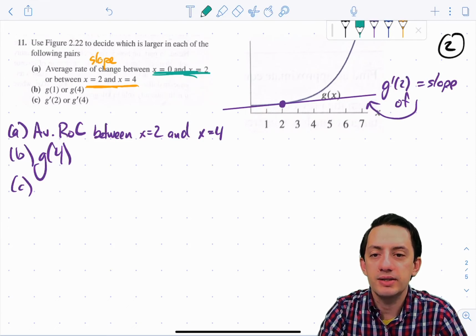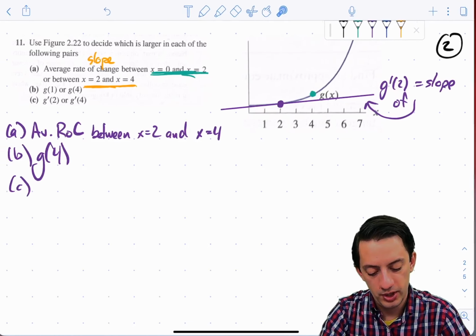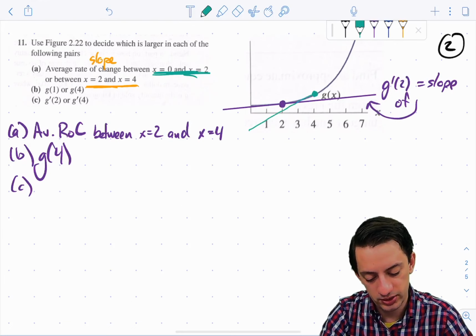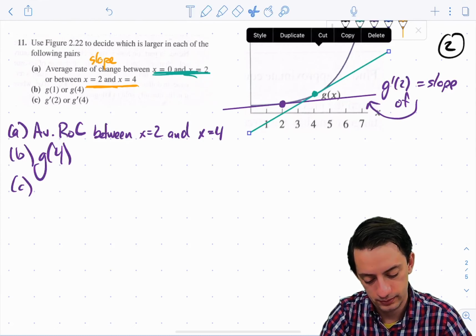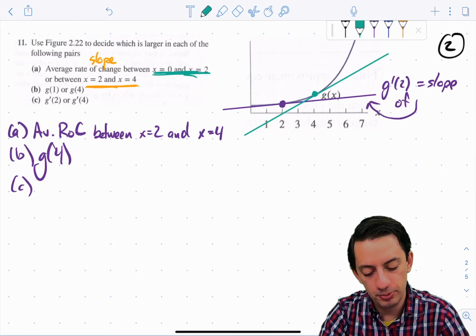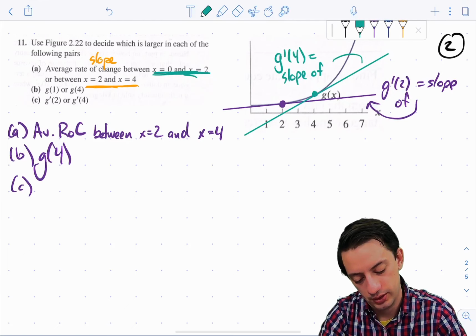The other one is at 4. So at 4, we're here. Now, if you're riding this roller coaster and you are right here at 4, which way are you pointing? You're pointing this way. So that tangent line looks like this. Pretty close. And so g prime of 4 is the slope of the green line.